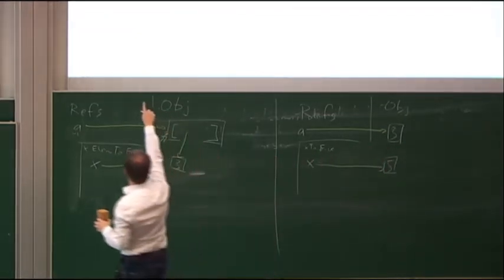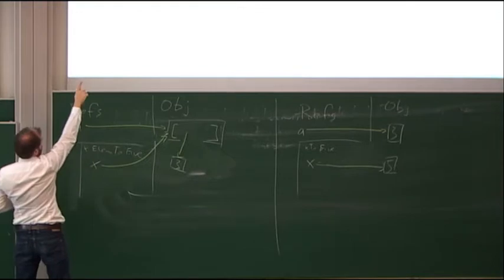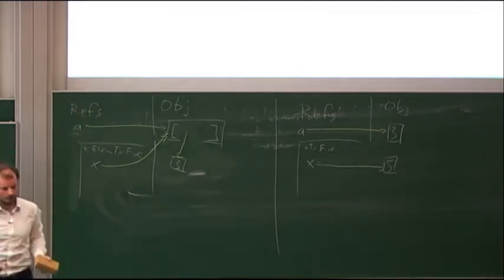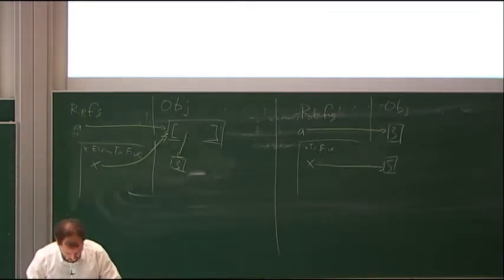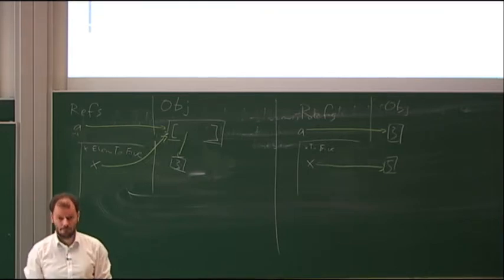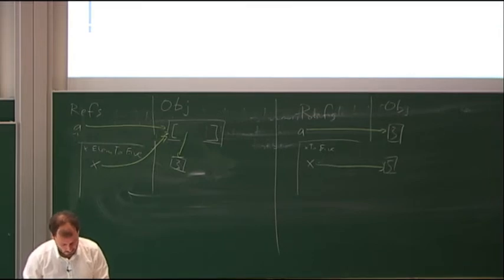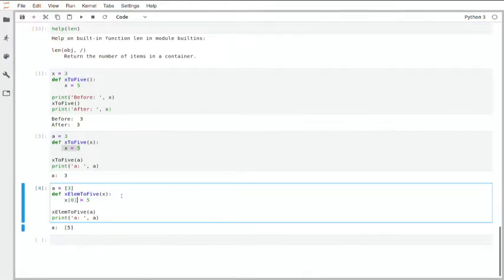And here, we don't make x point to a different object. So in the other function, we don't say x equals 5. So we don't change the object that x points to. X still points to the same object. But what we do, it looks a bit similar because the symbols are similar. But what happens is very different. We don't change what x points to.